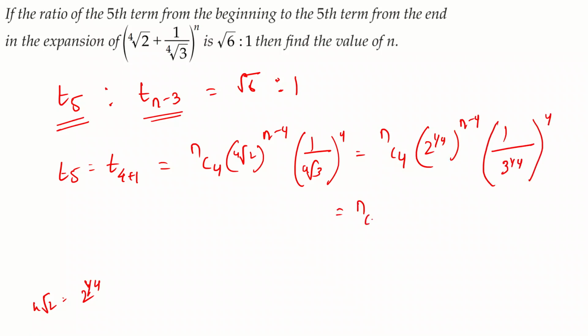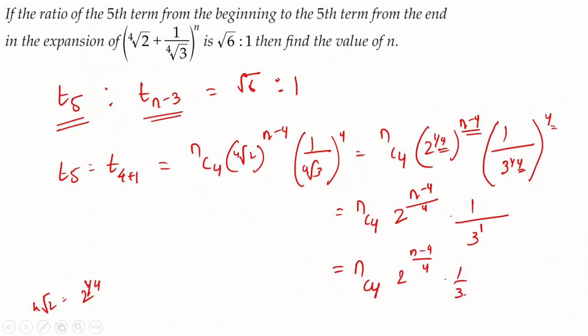Now nC4, 2 to the power of 1 by 4 to the power of n minus 4 is 2 to the power of n minus 4 by 4, and 1 by 3 to the power of 1 by 4, whole to the power of 4, is just 3 power 1. Okay, so we just multiply the power. So 1 by 4 times n minus 4 and 1 by 4 times 4. So cancelling out 4 and 4, we are just left with 1. So it's nC4, 2 to the power of n minus 4 by 4, into 1 by 3. So T5 is this. Okay, so what is Tn minus 3?